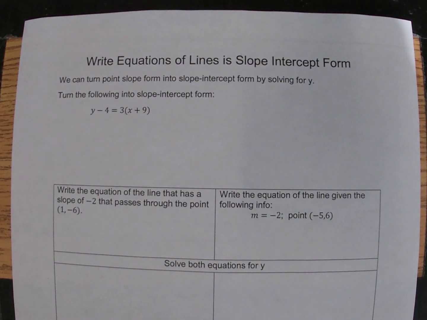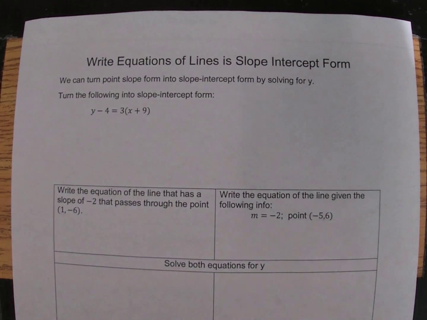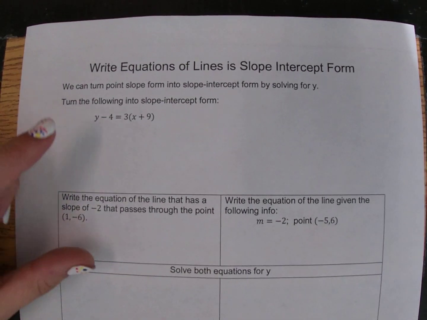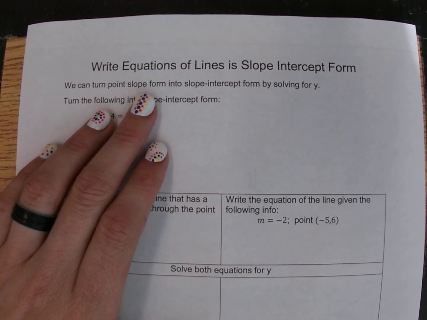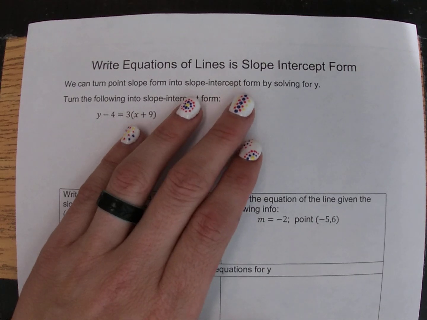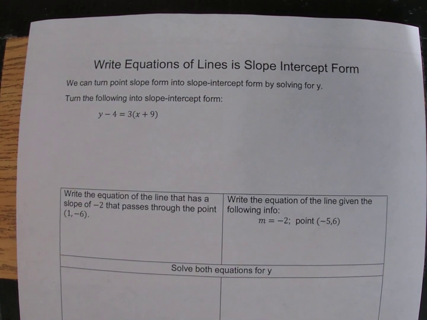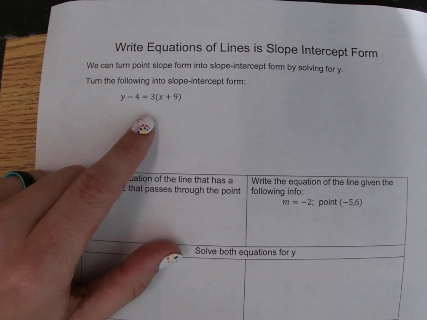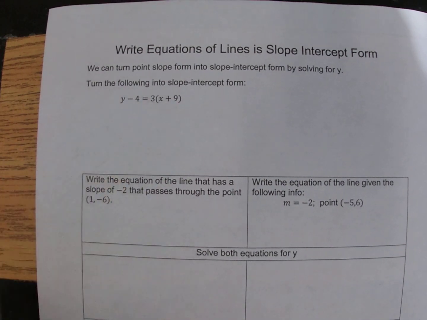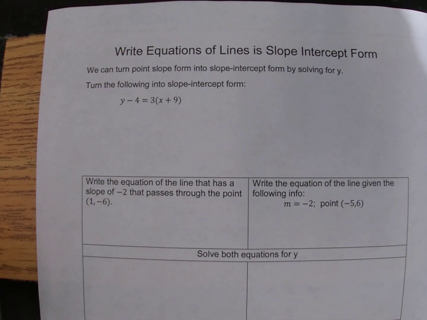Today we are going to be looking at writing equations of lines in slope-intercept form, which we already have learned some methods to do, but we're going to take this a little bit further today. We can turn anything in point-slope form into slope-intercept form by solving for y. So if we get an equation like y minus 4 equals 3 times x plus 9, we already plugged that into point-slope form. We can then solve this for y to turn it into slope-intercept form.